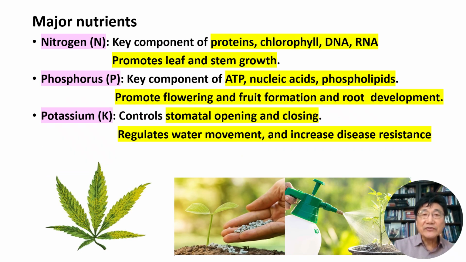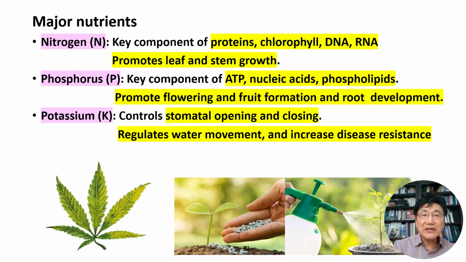Cannabis is a highly nutrient-demanding crop, especially during vegetative growth. Nitrogen, phosphorus, and potassium are considered the most important components for plant growth. Nitrogen is a key component of proteins, chlorophyll, and nucleic acids such as DNA and RNA. Nitrogen promotes leaf and stem growth.